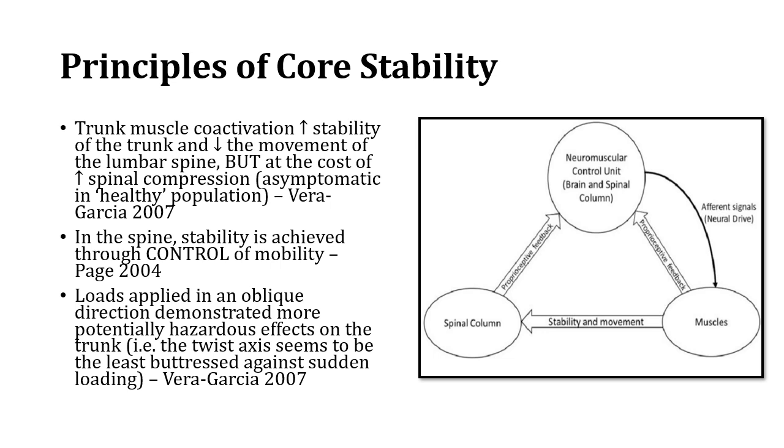In the spine, stability is achieved through control of mobility, as described by Page, 2004. It's also common that we hear that rotation or obliquely directed forces prove to be the most potentially hazardous in the trunk, i.e. twisting axially around the spine seems to be the least buttressed against sudden loads. The prime example of this is the prevalence of low back pain in golf.